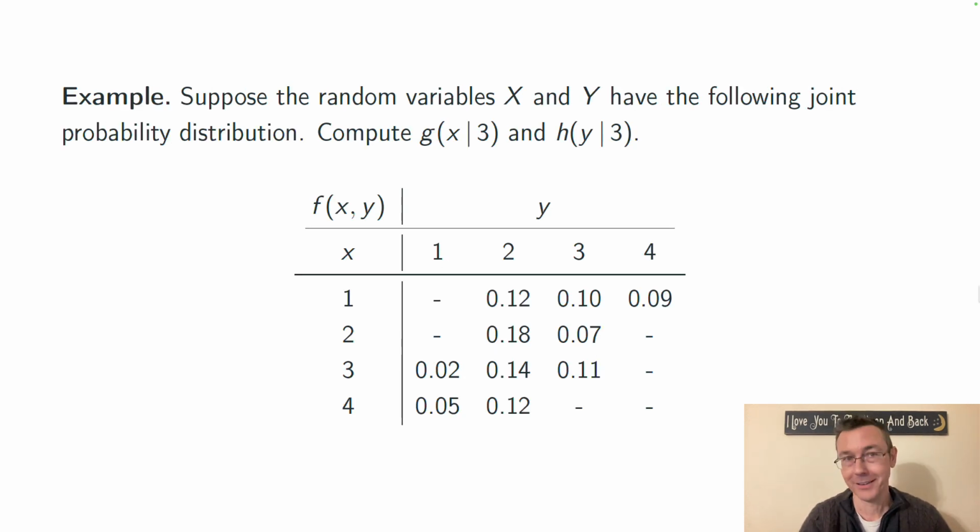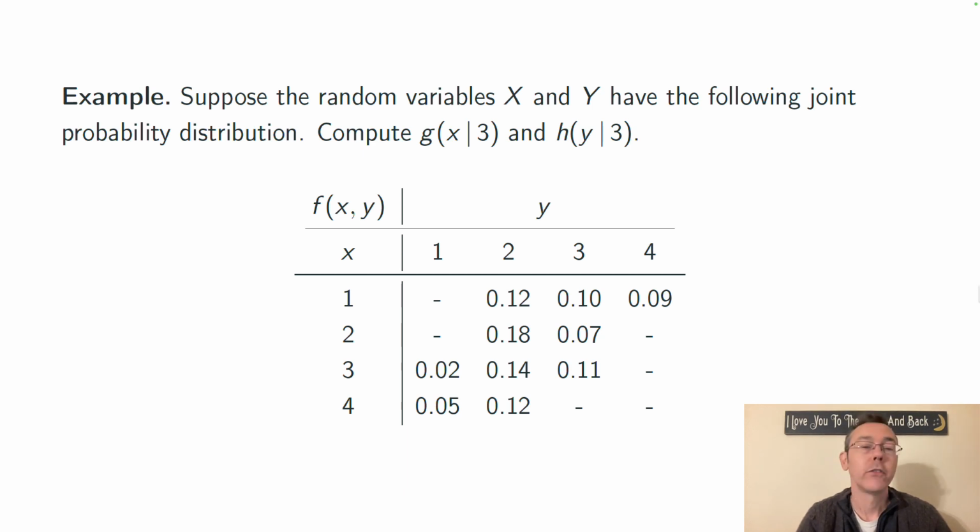So here's an example. Here I have two random variables, x and y. They have a joint probability distribution that's given by this table. So for instance, the probability that x is 1 and y is 2 is 12%, 0.12. Notice that all of these probabilities add up to 1. This is a legitimate joint probability mass function. That is, f is a legit probability mass function.